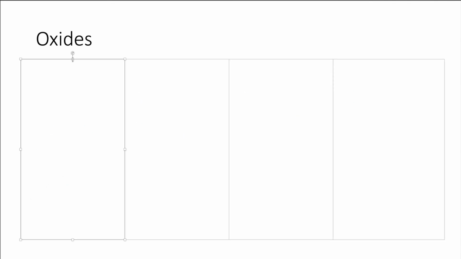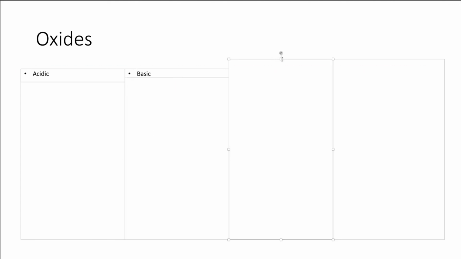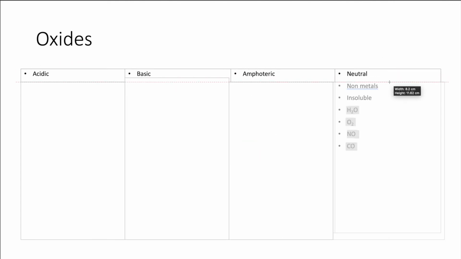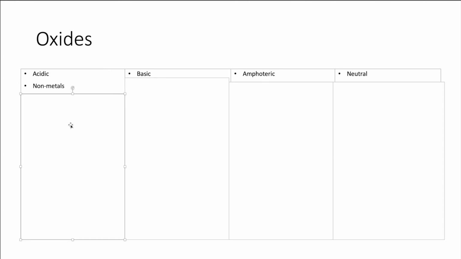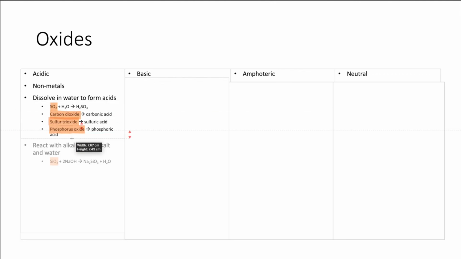And moving on to the last part of this chapter, we have to be talking about oxides. There are 4 kinds of oxides: acidic, basic, amphoteric, and neutral. So acidic oxides are oxides of non-metals dissolving in water to form acid. So these are some examples and the acids that they produce. Acidic oxides also react with alkalis to form salt and water. So you can see over here, silicon dioxide is also an acidic oxide.